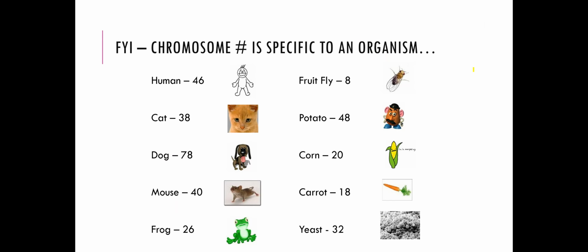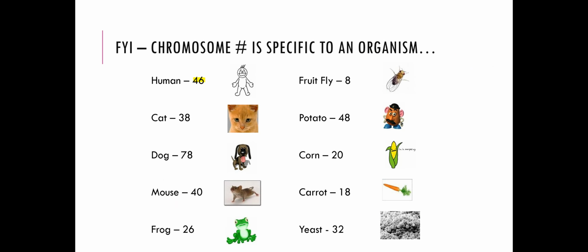Now this is just something that you need to be familiar with, and when we get into the next process of meiosis, you'll see this pop up again. But the chromosome number is specific to an organism. One of the things that makes an organism a particular type is the number of chromosomes that it has, and of course the genetic information contained within those chromosomes. I just wanted you to get an idea that just because you have more chromosomes does not necessarily mean that you are more complex.